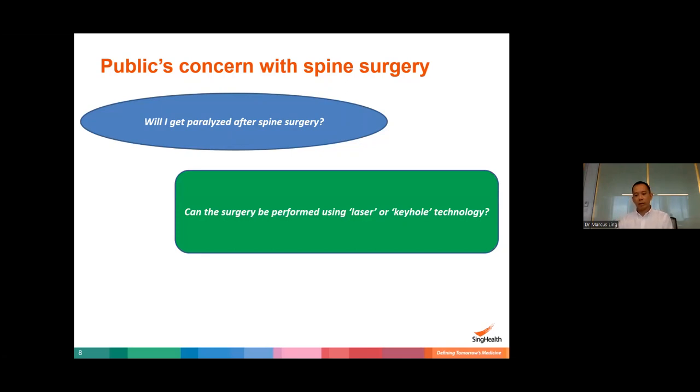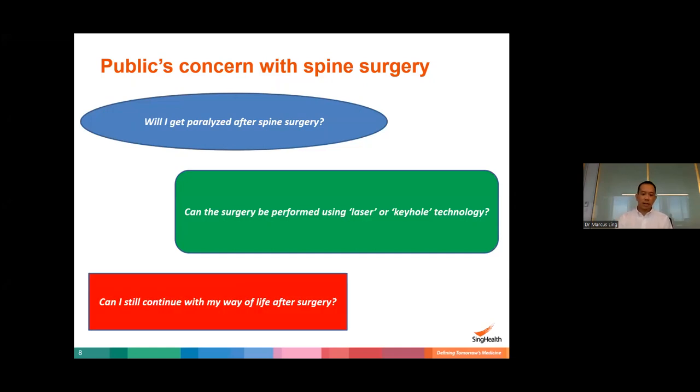When people mention keyhole technology, they actually refer to minimally invasive surgery, which is actually the gist of my presentation today. So I would say that yes, we could use minimally invasive technology in a wide array of cases. However, depending on how extensive the pathology is, if multi-level fusion surgery is required, if multi-level deformity correction is required, then I would say a conventional open surgery would be more appropriate in this case.